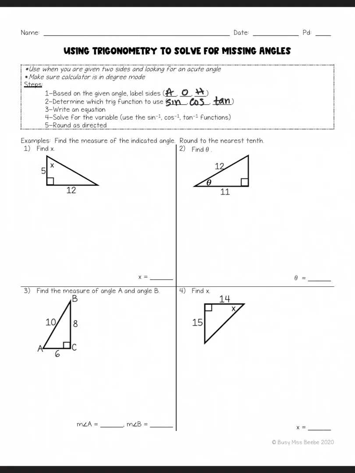So we're going to do these 4 examples together, and then you have some practice problems to try on your own.